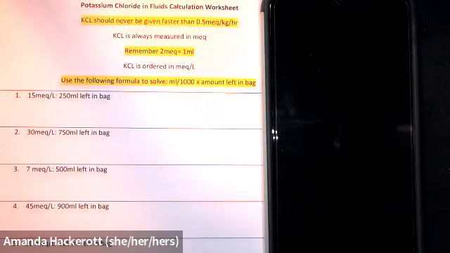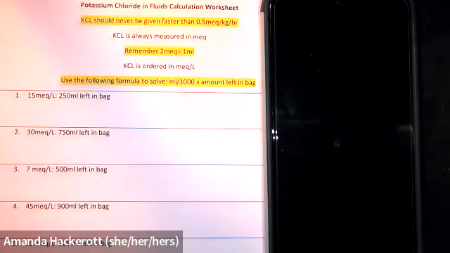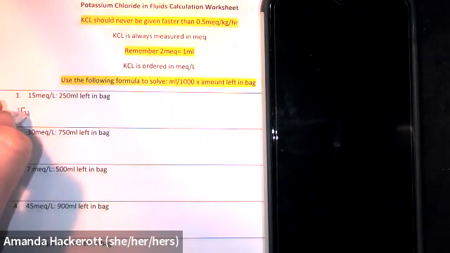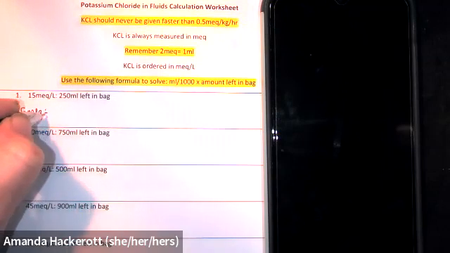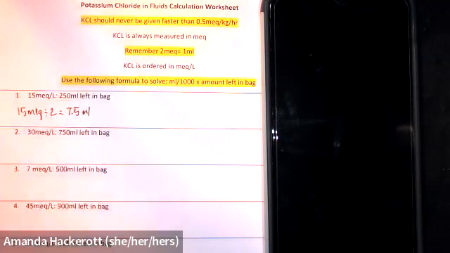So the first thing that we have to do anytime we're working with MEQs is to divide by 2, because we need to be able to work in mLs. So we're going to take our MEQ, divide by 2. So 15 MEQs divided by 2 equals 7.5 mLs. So that's our very first part.